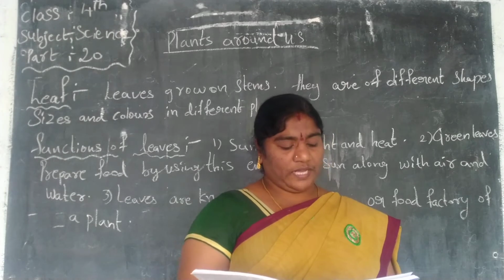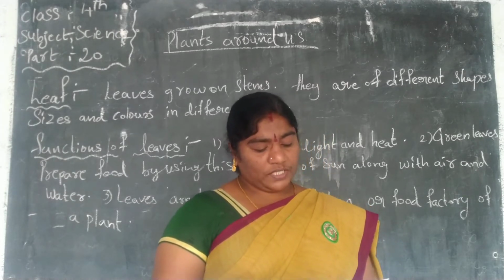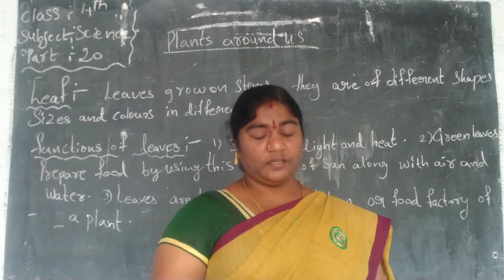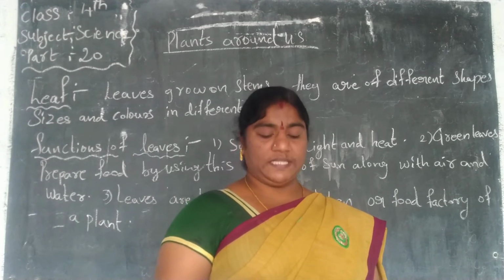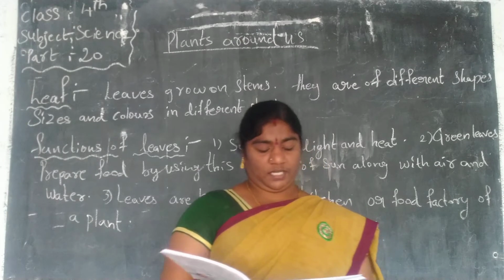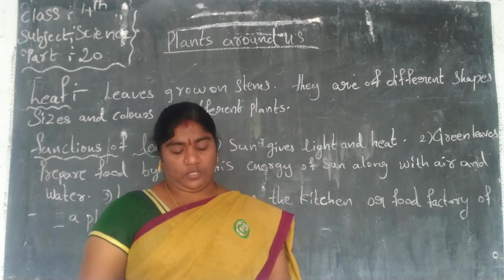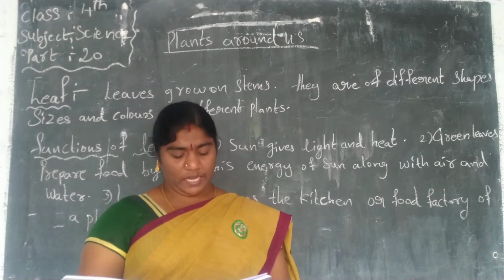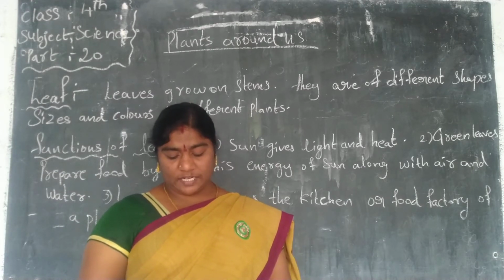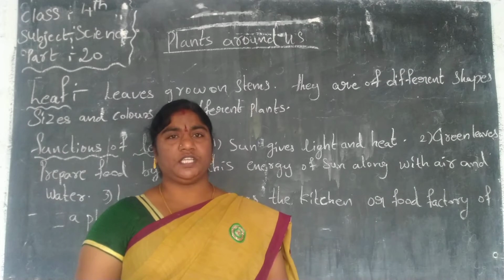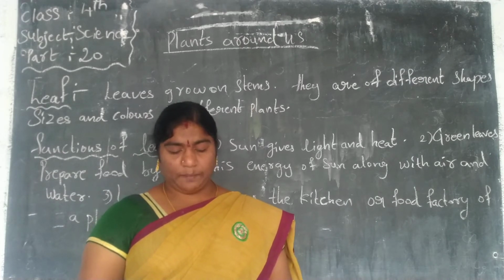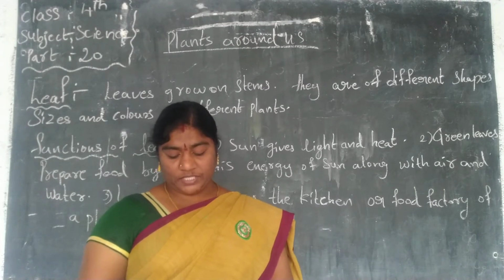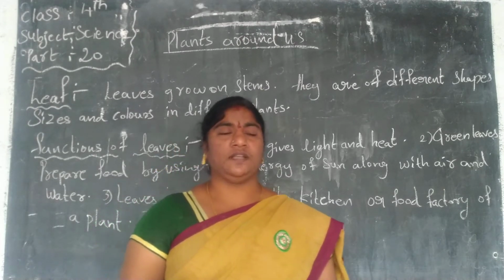The functions of leaves are as follows. The sun gives light and heat energy. Green leaves prepare food using this energy of the sun along with air and water. Therefore, they are known as the kitchen or food factory of a plant. Man and other animals get the necessary energy by eating plant products, and their energy is derived from the sun.